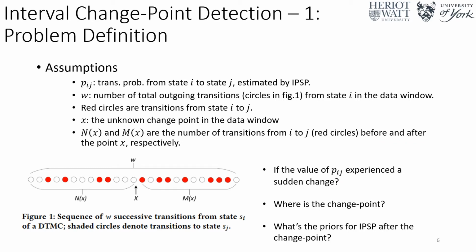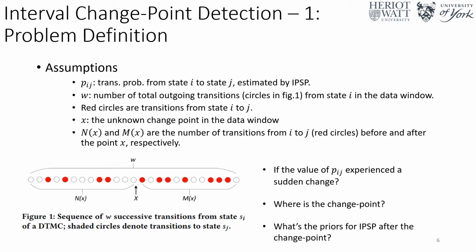Now let's properly define the interval change point detection problem. Say Pij is the transition probability of interest from state i to state j, and it is estimated online by the IPSP estimator. We assume all transitions within the Markov models are monitored and recorded, where W is the number of total outgoing transitions from state i, represented by those circles in the figure. And those red circles are the actual transitions from state i to state j.